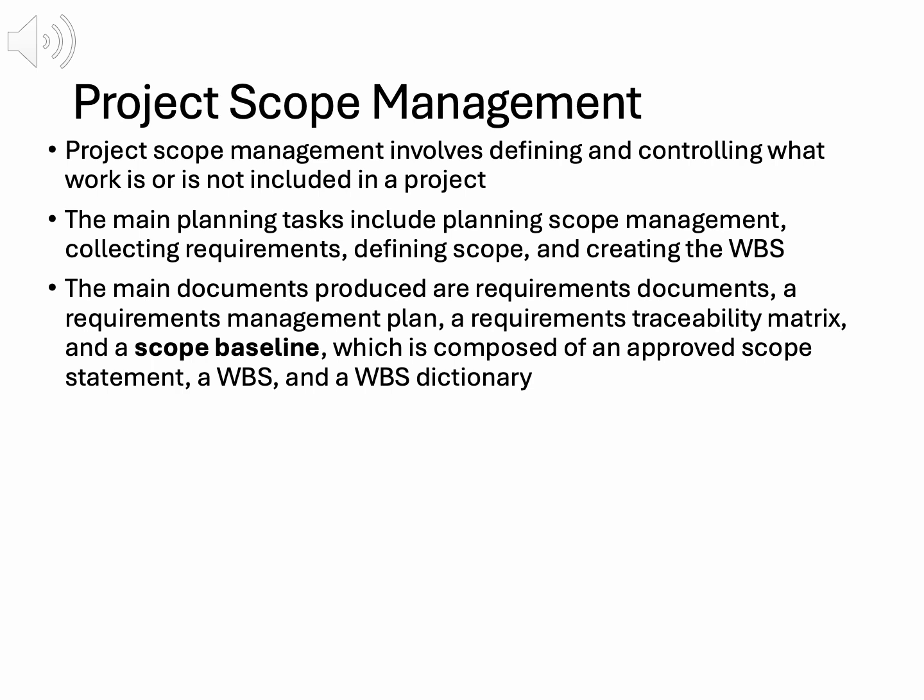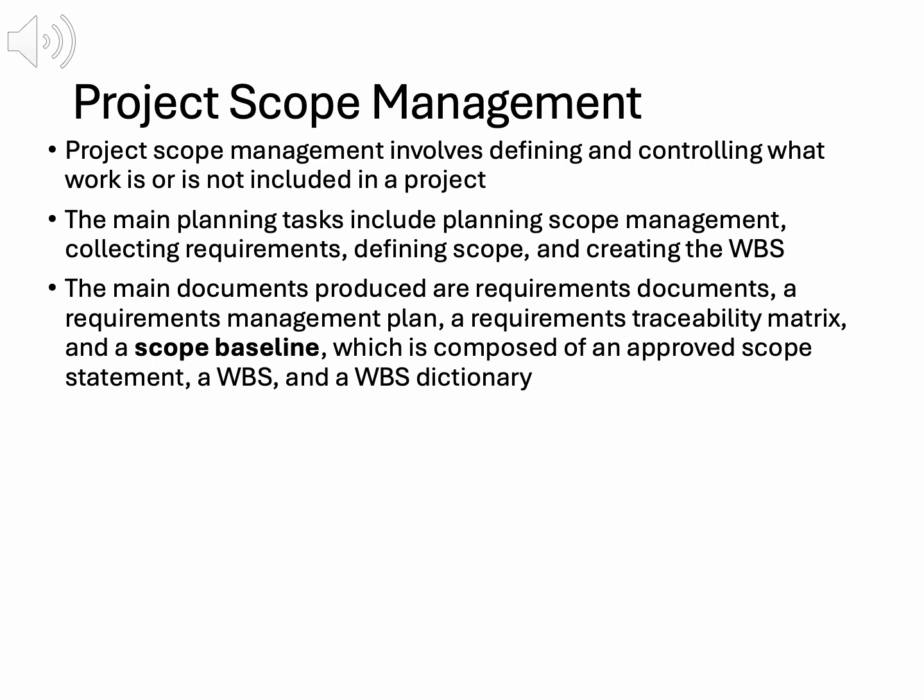Project scope management involves defining and controlling the work required, preventing scope creep, where projects grow uncontrollably. The main planning tasks are planning scope management, collecting requirements, defining scope, and creating a work breakdown structure, WBS. Each task produces essential outputs that guide execution.